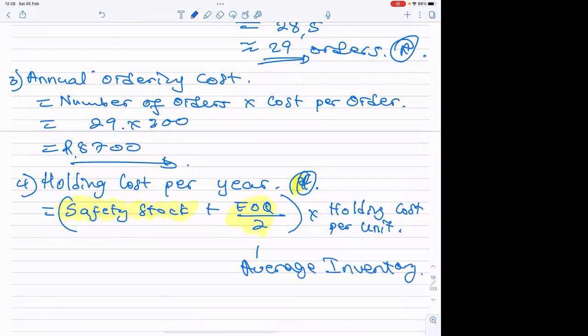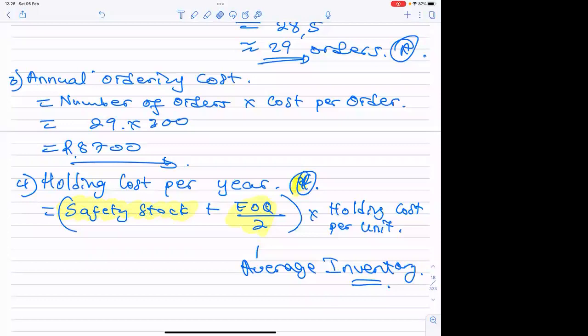Is that clear? We are just dividing it by 2 so that we get the what? The average. That's why we are dividing it by 2. Safety stock was not divided. Why? Because the safety stock is always there. Are we together? But the EOQ is going to be diminishing every time because the customers are going to come in and buying the what? The inventory. That is the reason why we are dividing it by 2.